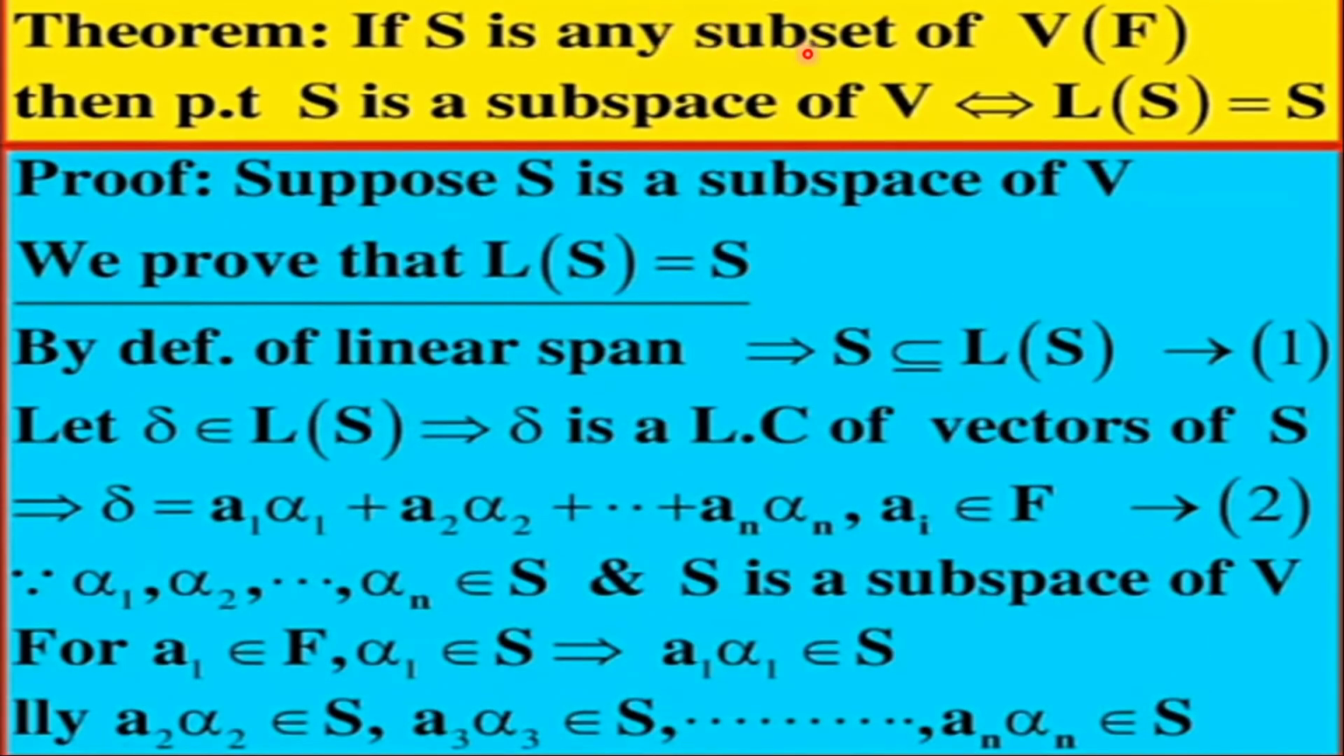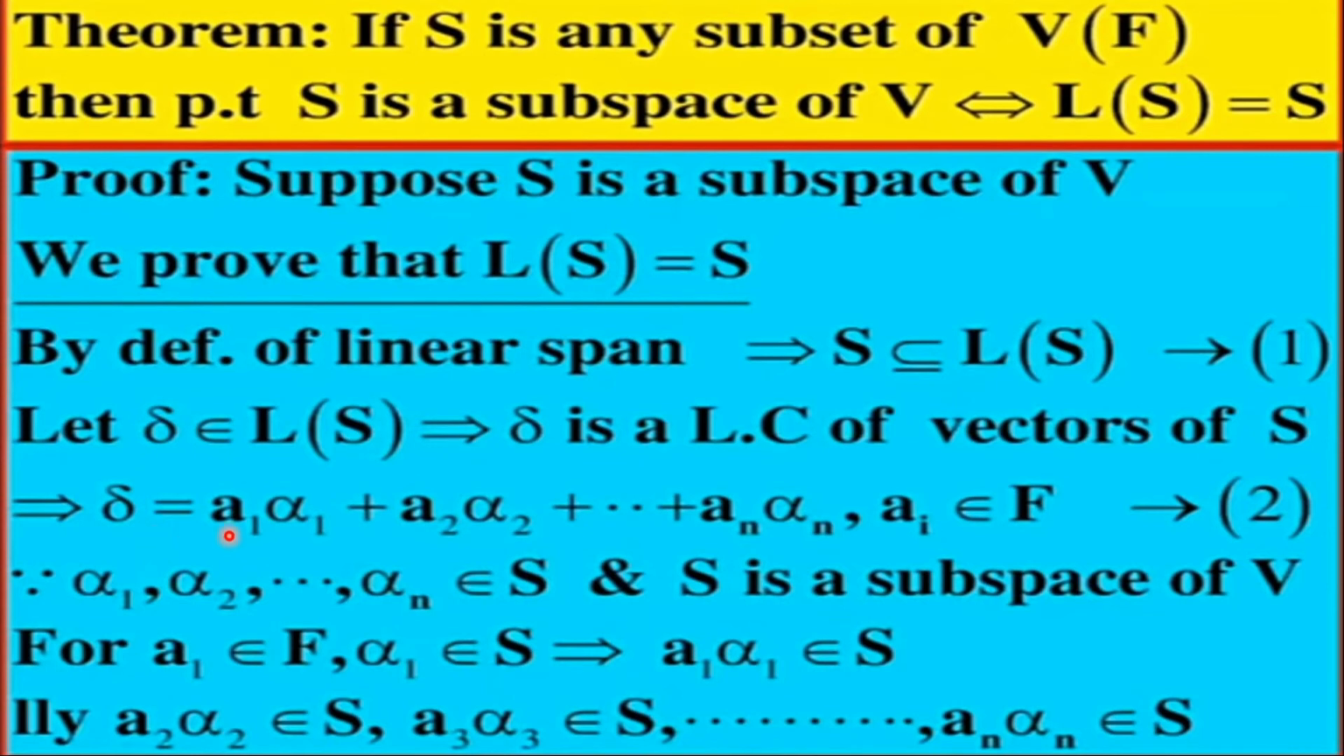If S is any subset of V(F), then S is a subspace of V if and only if L of S equals S. Now suppose S is a subspace of V. We prove that L of S equals S. To prove that A equals B, we have to prove that A is a subset of B and B is a subset of A. So to prove that L of S equals S, we have to prove that L of S is a subset of S and S is a subset of L of S. By the definition of linear span, S is a subset of L of S, denoted by 1. Let delta belong to L of S. That means delta is a linear combination of vectors of S.